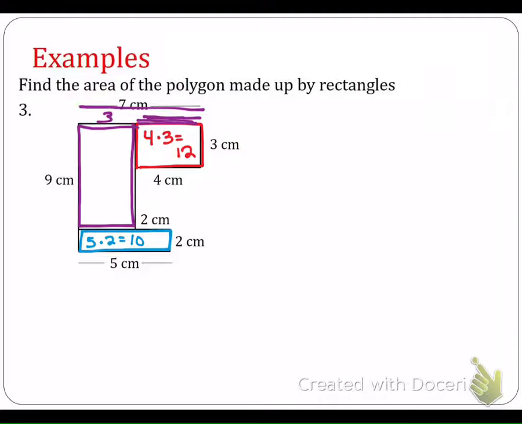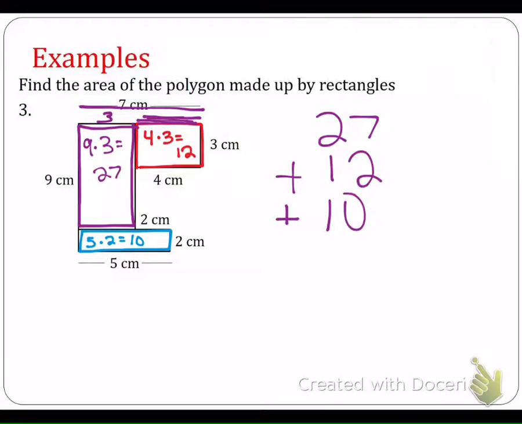So 3 and 9 gives us what for the area there? So the area of the purple figure is 27 square centimeters. The area of the red figure is 12 square centimeters. And the area of the long blue one at the bottom is 10 square centimeters. When you add those 3 together, that'll give you the area of the whole thing.